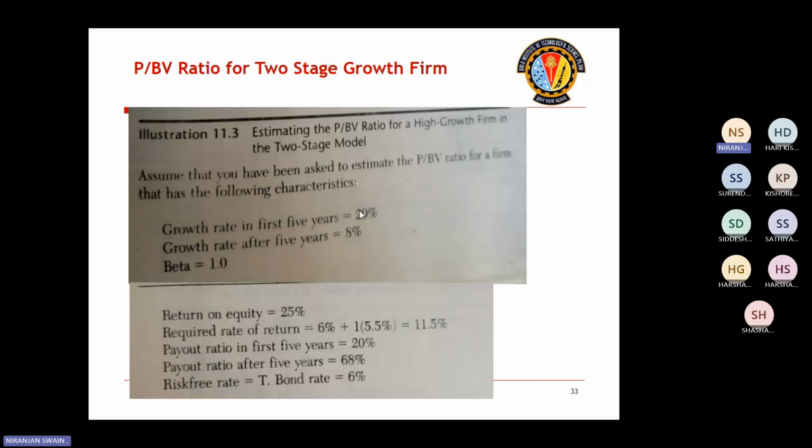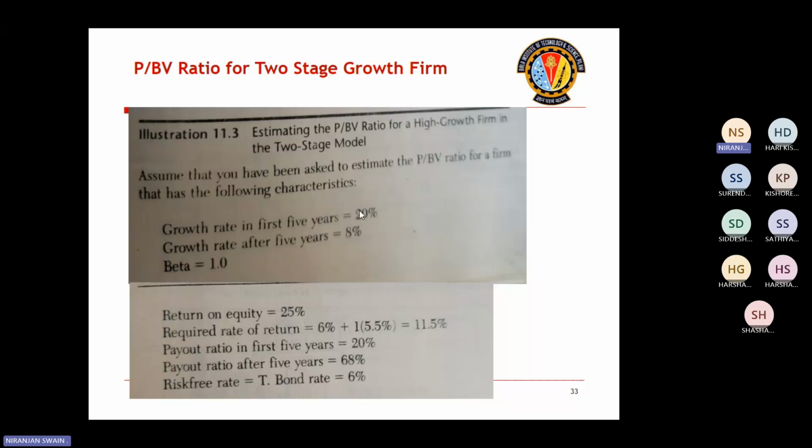Now this one is a numerical. Assume that you have been asked to estimate the PE ratio for a company with the following characteristics. Growth rate in the first 5 years is 20%. Growth rate after 5 years, the stable growth period, is 8%. Beta is 1 in both periods. Return on equity is 25%. The required rate of return is 11.5%. How? The risk-free rate is 6% plus market premium 5.5 times beta 1.